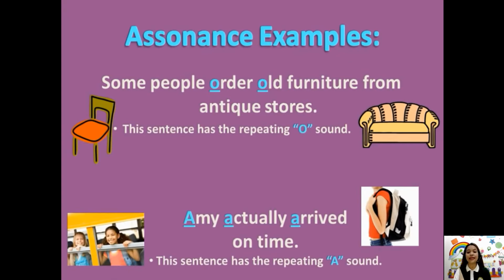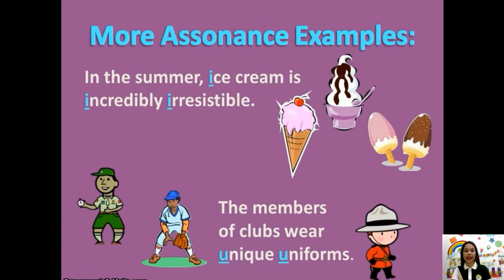So this sentence has the repeating A sound. Okay, let's have more examples of assonance. In the summer, ice cream is incredibly irresistible. The members of clubs wear unique uniforms. So we have here the repetition of the I sound in the first example. And in the next example, we have the repetition of the vowel or the letter U. So those are the examples of assonance.